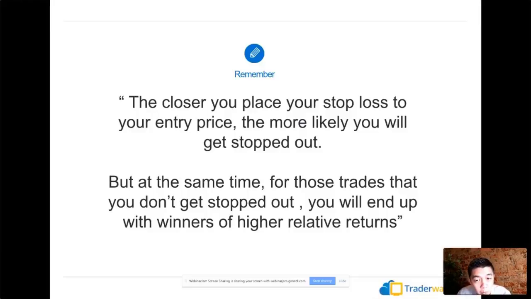The closer you put your stop loss to your entry price or closer to that support level that you're looking at, the more likely you will get stopped out, because in the event where there's volatility, you might just get hit on the stop loss and then the price will start to go higher from there. Okay, so that is the downside of it. You are likely to get stopped out if you put your stop loss too close to your entry price. But at the same time, for those trades that you don't get stopped out, when you put your stop loss very close to entry price, you will end up with winners of high relative returns compared to the risk that you took, right?